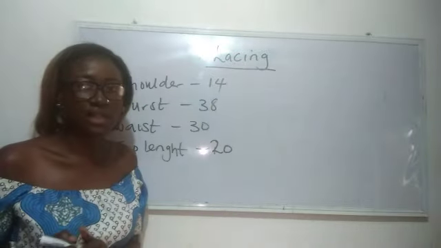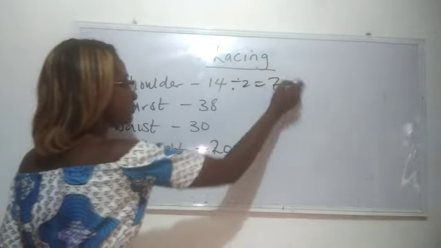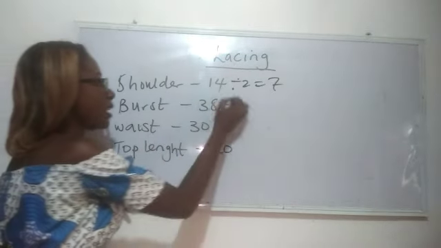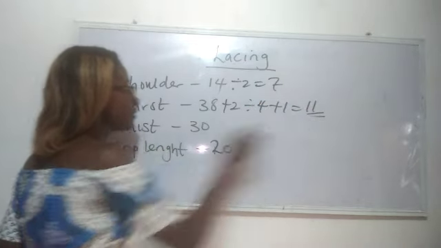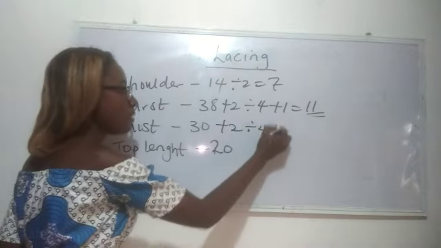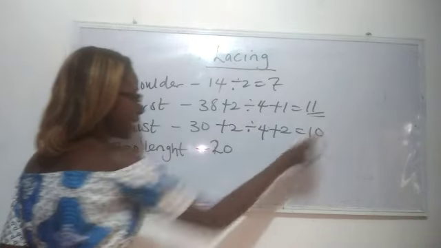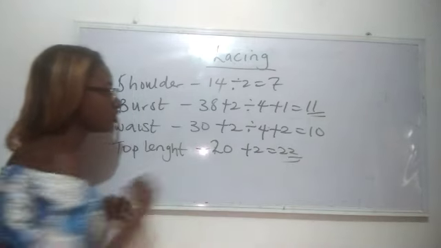So we have our shoulder measurement, which is 14 divided by 2, we have 7 inches. Our bust plus 2 divided by 4 plus 1, we have 11 inches. Our waist plus 2 divided by 4 plus 2, we have 10. And our top length plus 2 inches, we have 22 inches.